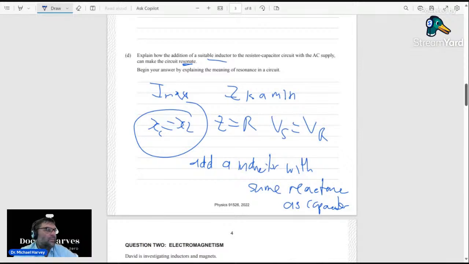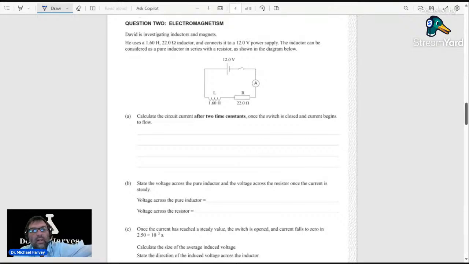Right, so then we have question 2. Now it's David. He's investigating inductors and magnets. He uses a 1.6 Henry, 22 ohm inductor and connects it to a 12 volt power supply. The inductor can be considered as a pure inductor in series with a resistor, as shown in the diagram below. So calculate, this is the achieve point, the circuit current after 2 time constants once the switch is closed and the current begins to flow. That's a little bit different.